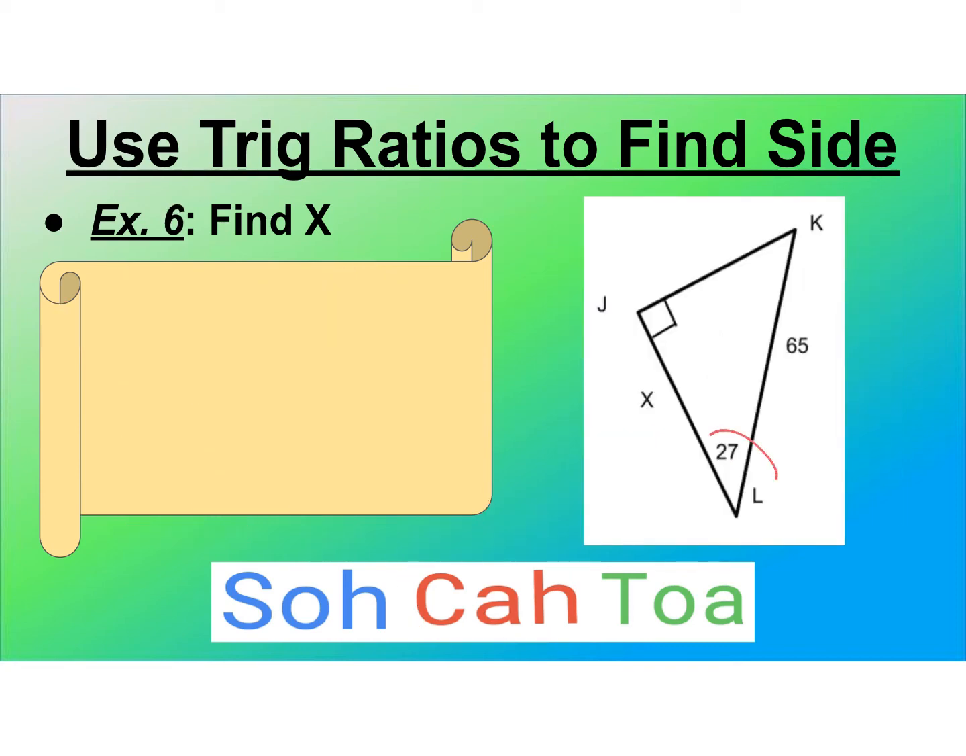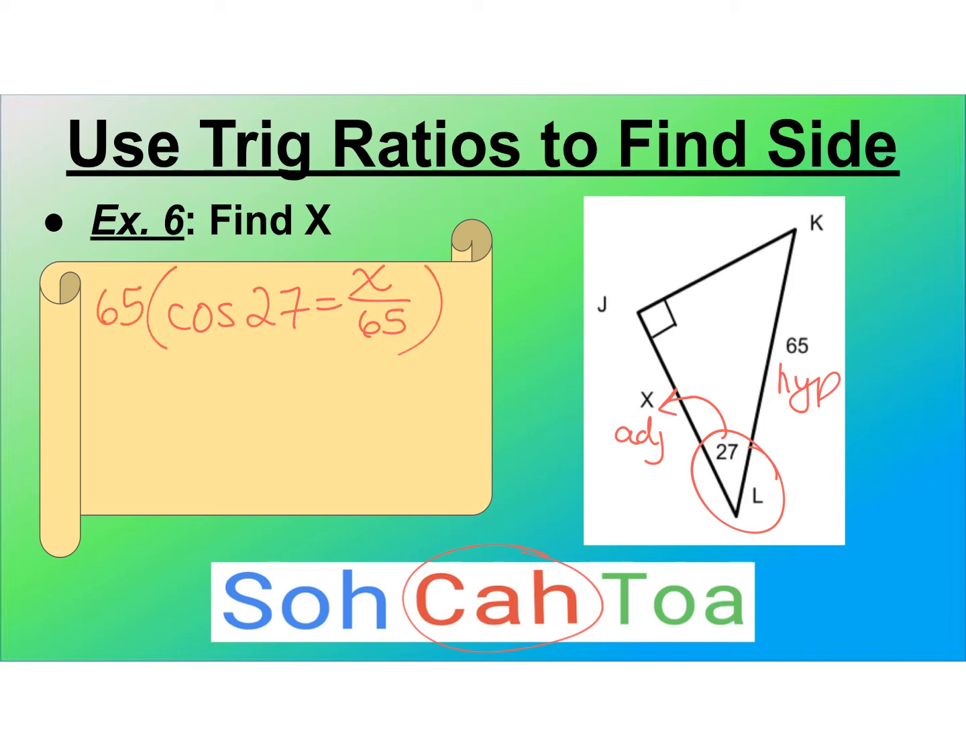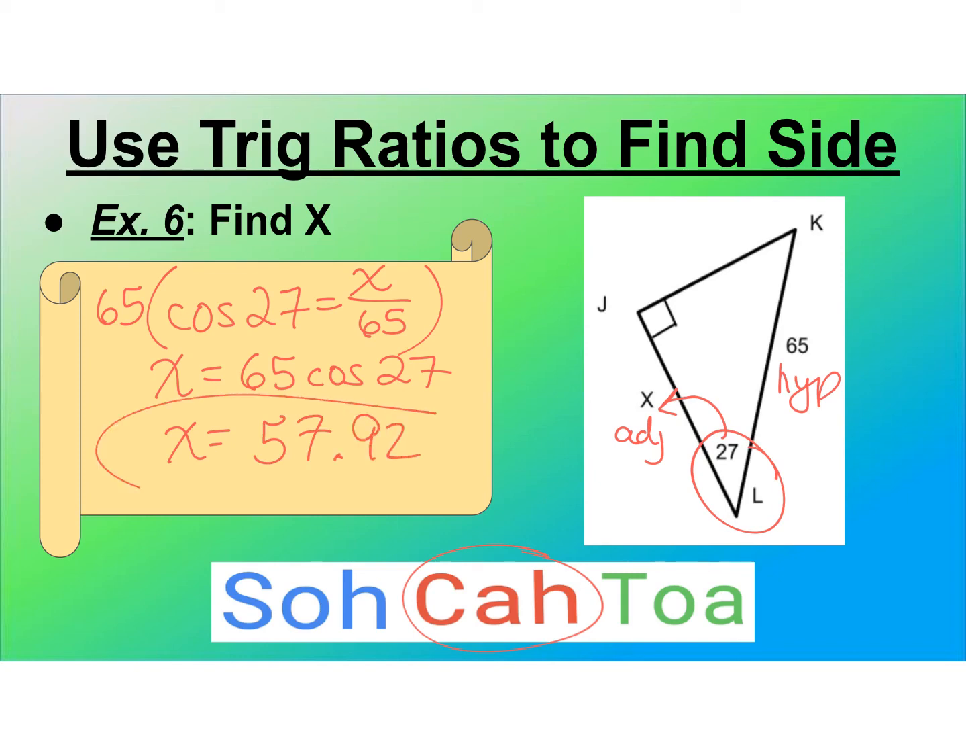So let's find our angle. Here we are. And I have my adjacent and my hypotenuse. So we're looking at the cosine ratio again. So the cosine of 27 is x over 65. Multiply everything by 65. X equals 65 cosine of 27. And we get an answer of 57.92. Seems a little big, but my hypotenuse is 65, so I should be okay.